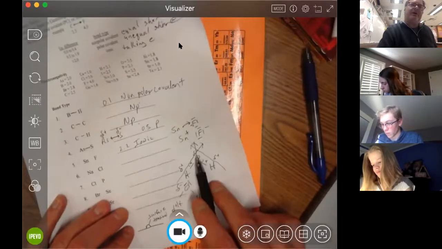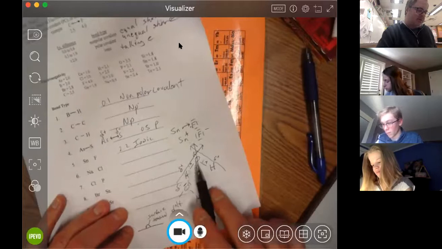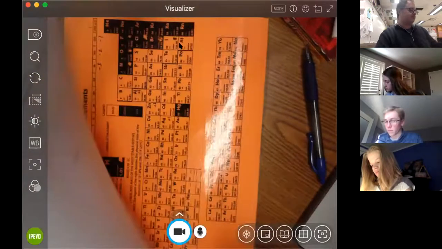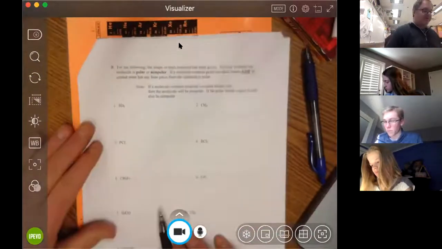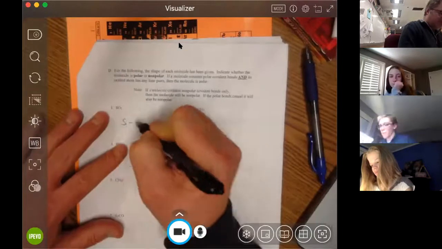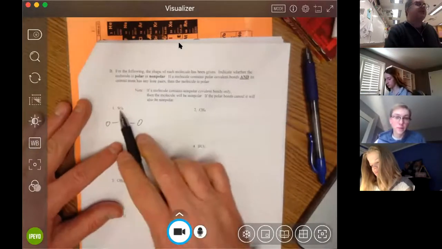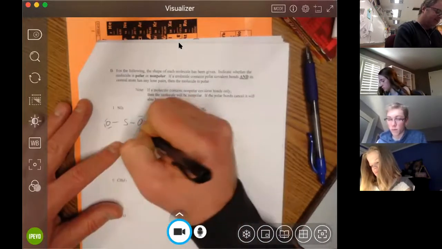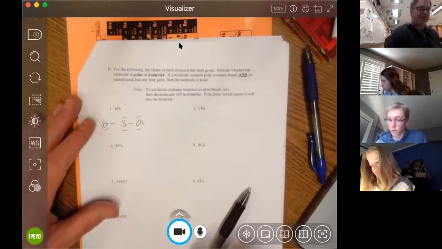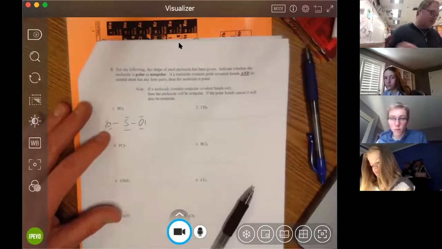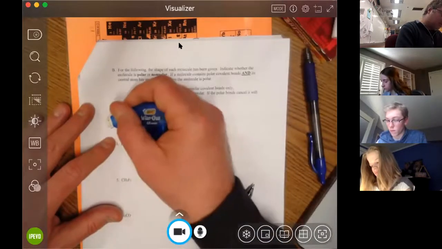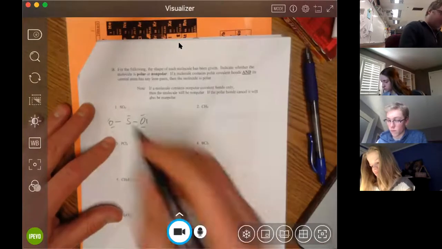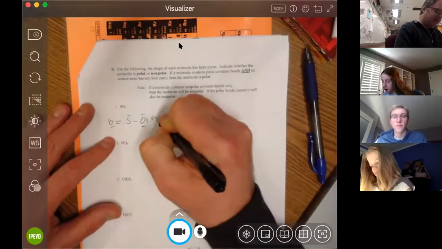Since there's an overall pull in one direction, we not only say that these bonds are polar, but the molecule itself is polar. So to determine if a molecule is polar, the first thing you have to do is know the structure. 6, 12, 18, 2, 4, 6, 8, 10, 12, 14, 16, 18, 20. So we're going to need a double bond. And this would actually show resonance.